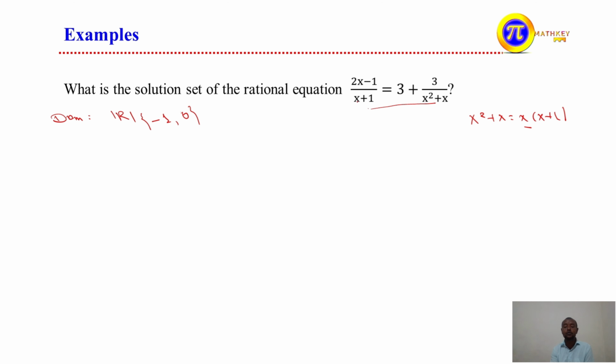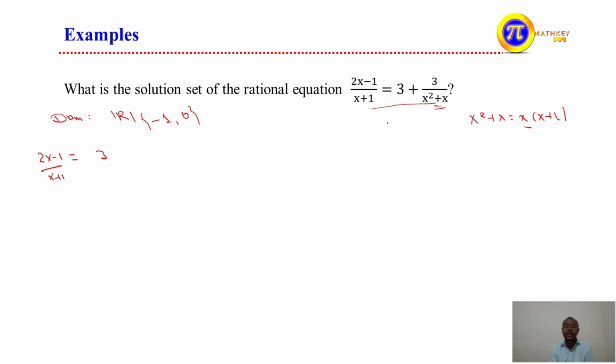After that, let's try to solve this problem. This is equal to 2x minus 1 over x plus 1 is equal to 3. Take the LCM of the right side. That means the LCM for the right side is what?